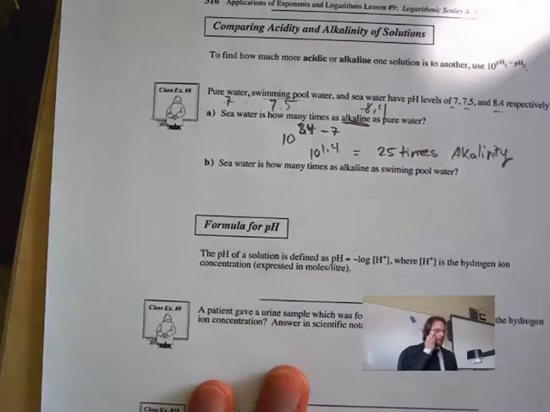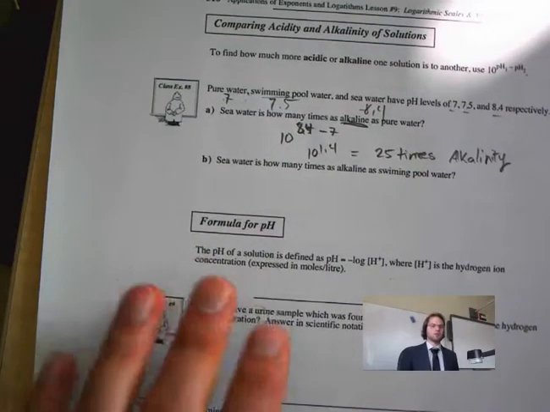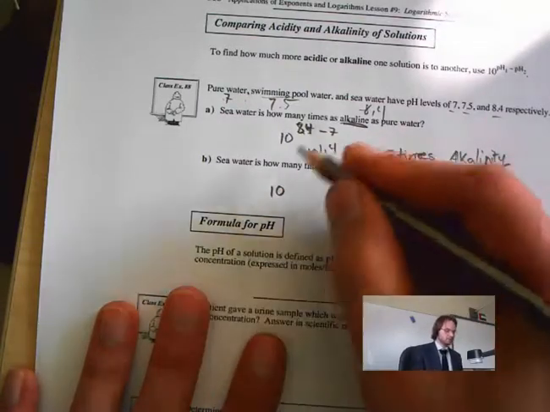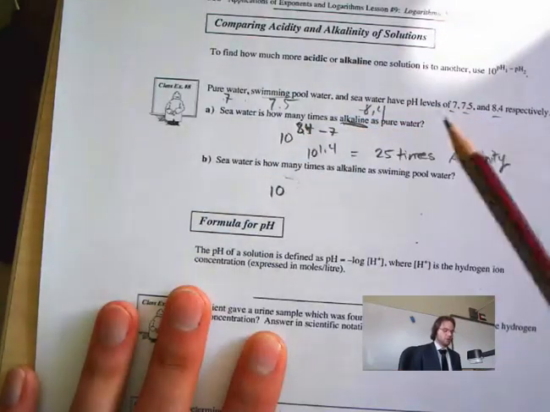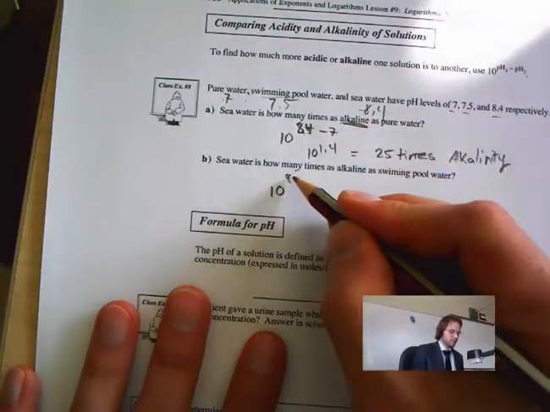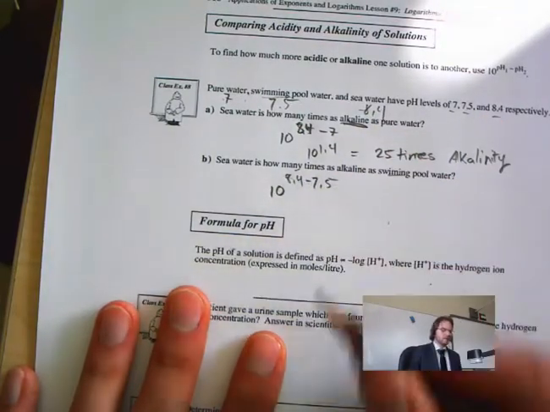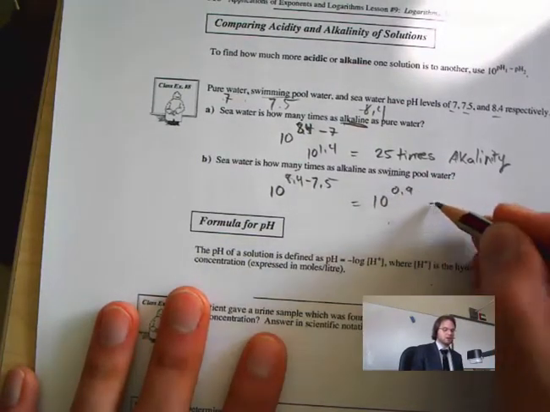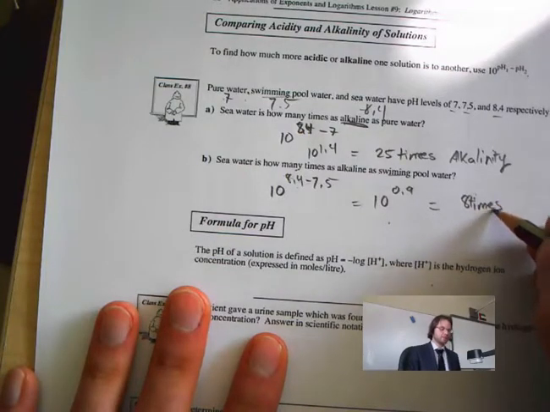Okay? So seawater is how many times as alkyne as swimming pool water. So now we're looking at seawater to swimming pool. So we go again, it's going to be 10 to the, seawater is 8.4, and we want swimming pool water, which is 7.5. That's going to give me a difference of 0.9, so 10 to the 0.9, which gives me a total of 8 times.